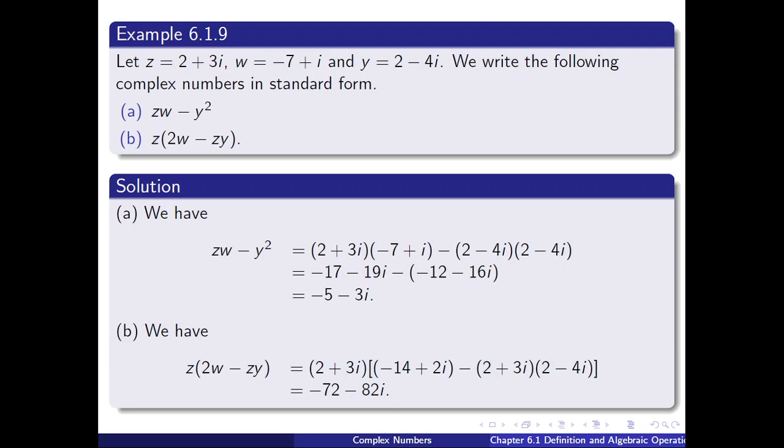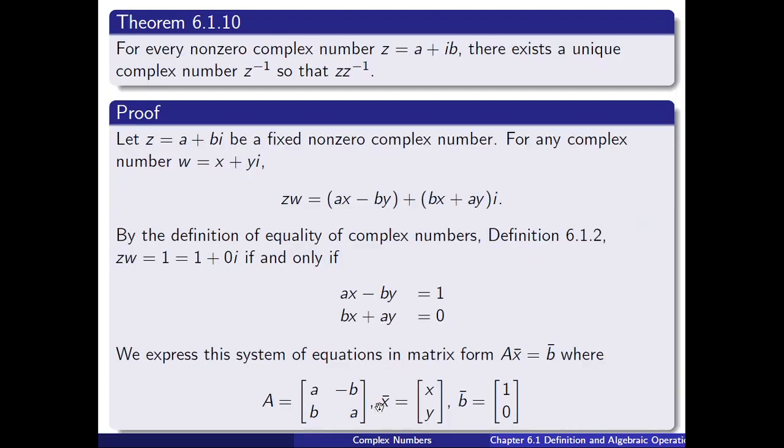So we are given z equals 2 plus 3i, w equals minus z plus i, and y equals 2 minus 4i. So we can do the simple calculations. zw minus y squared, we can just multiply these two, use the rules that we know, and we get that. Same applies to this. We can put our z and then multiply everything. There is 2w, which gives us minus 14 plus 2i, and we just do the calculations and get that, right?